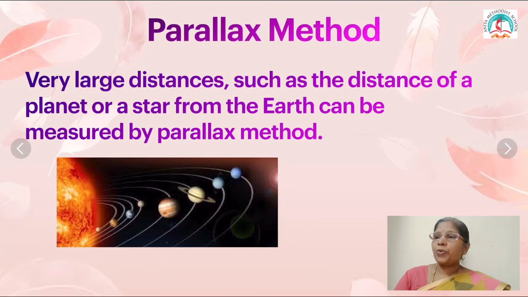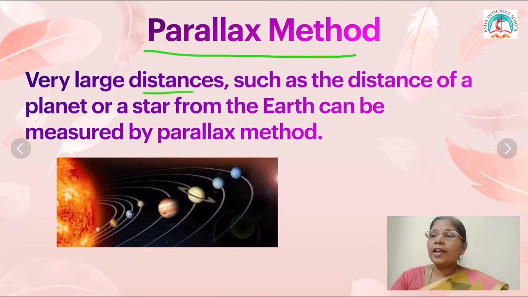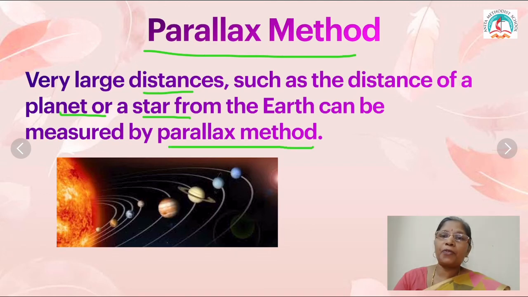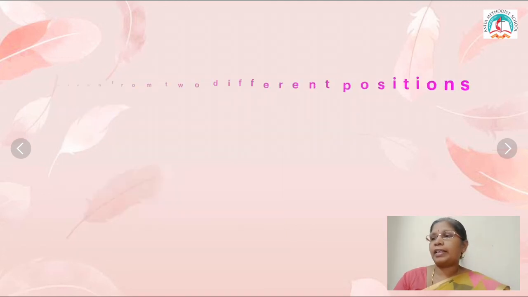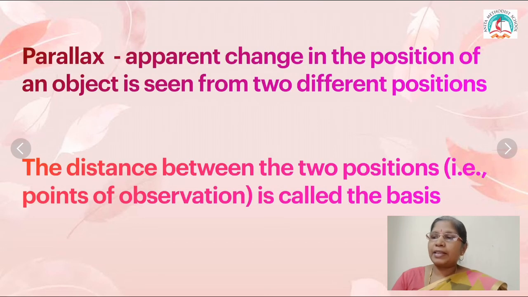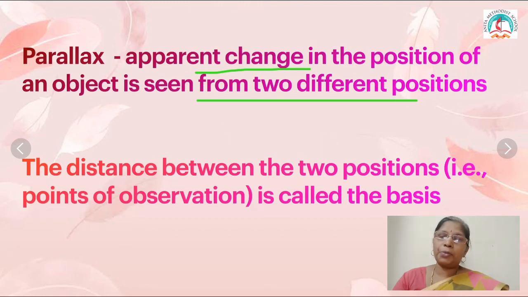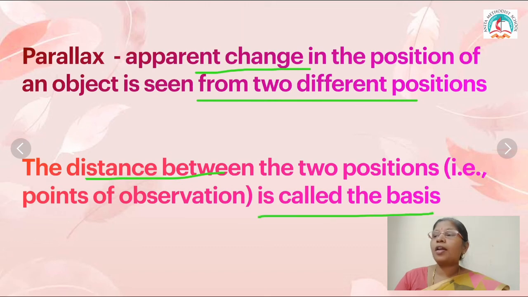Now, the next one is the parallax method. What is meant by the parallax method? Very large distances, such as the distance of a planet from the sun or a star from the earth, can be measured with the help of which method? The parallax method. The parallax method says that there is an apparent change in the position of an object seen from two different positions. So the distance between the two different positions is called what?